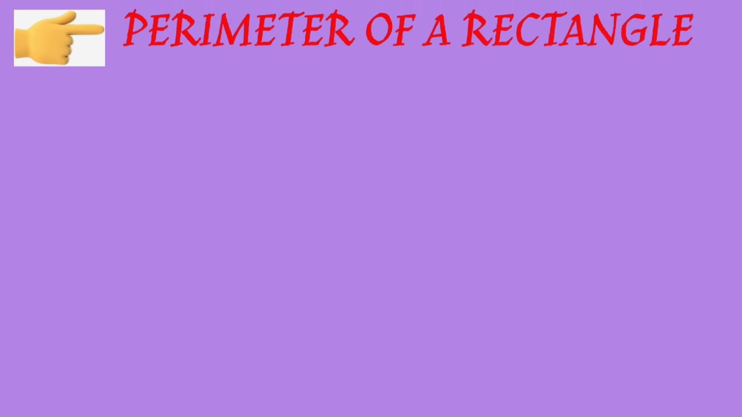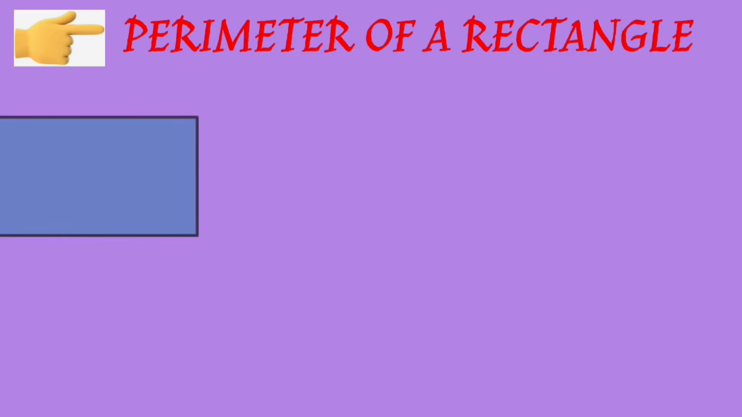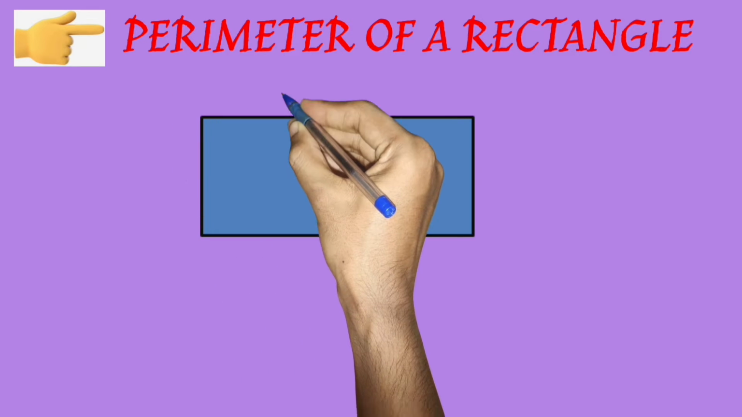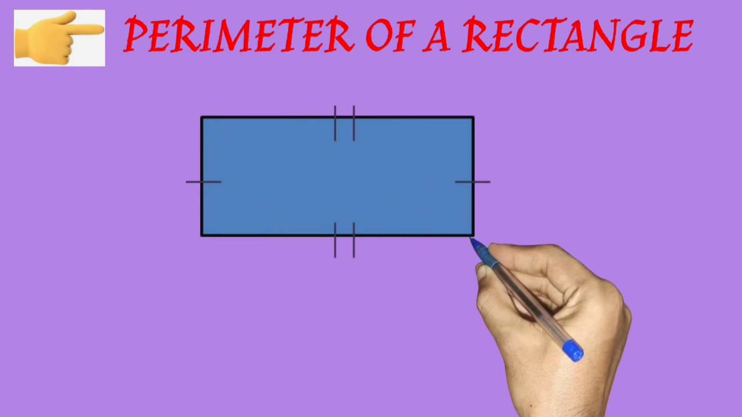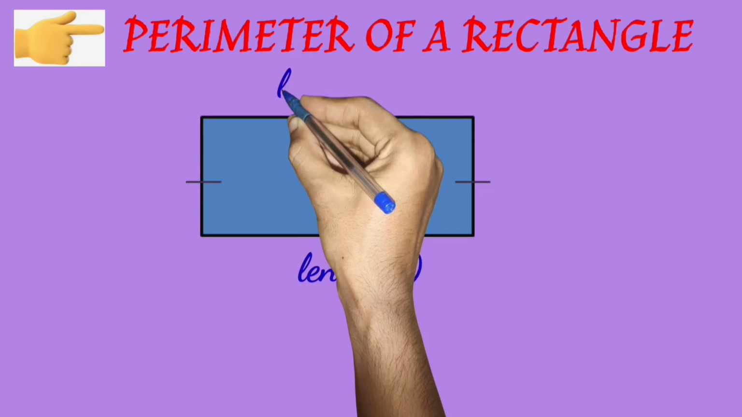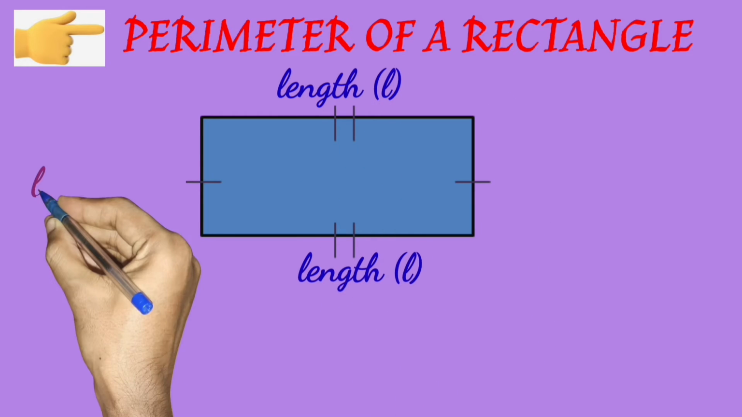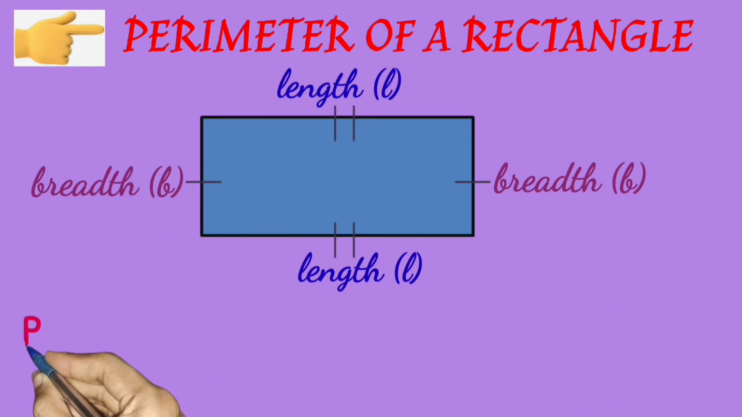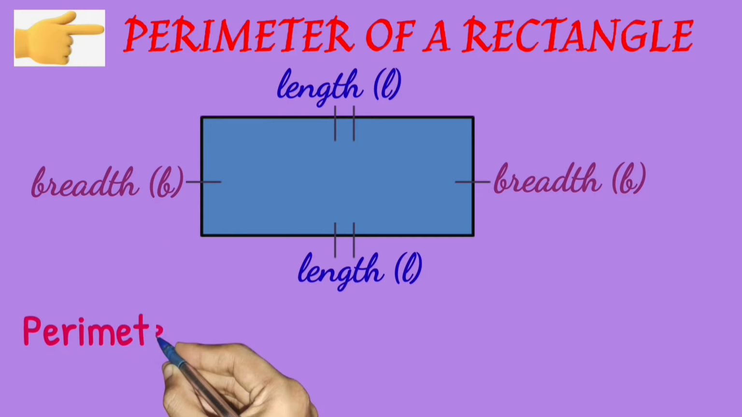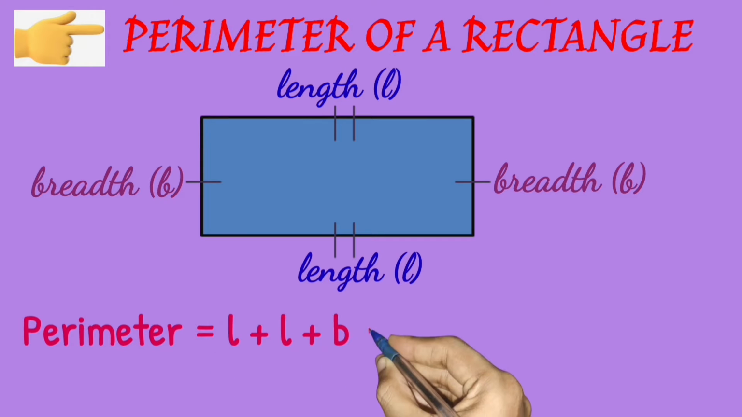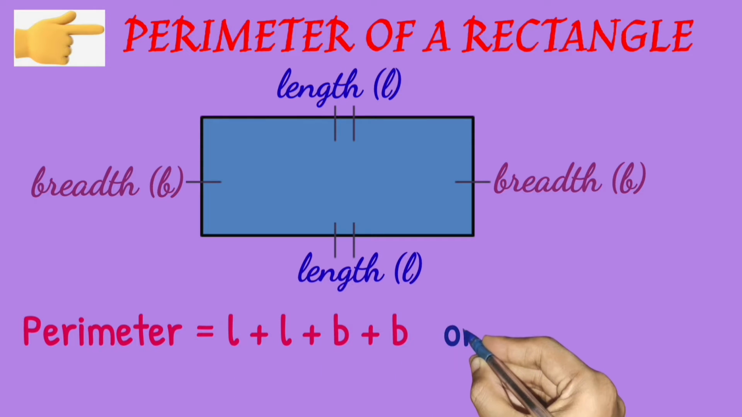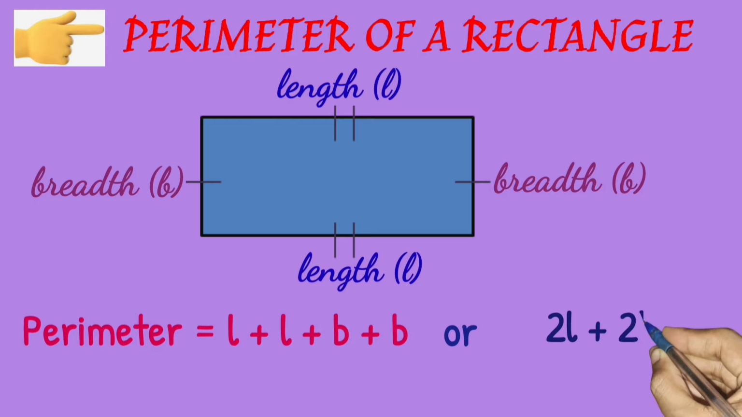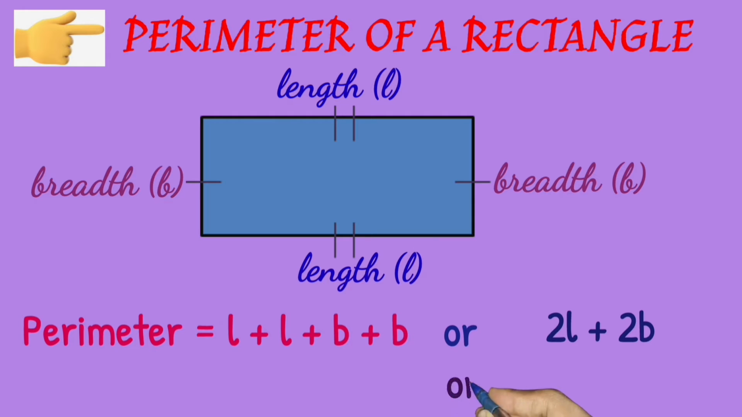Okay, a rectangle has 4 sides. The opposite sides are parallel. Its longest side is the length and the shortest side is the breadth. Hence, the formula for calculating the perimeter of a rectangle is length plus breadth plus length plus breadth, or 2L plus 2 breadth, or 2 times length plus breadth.